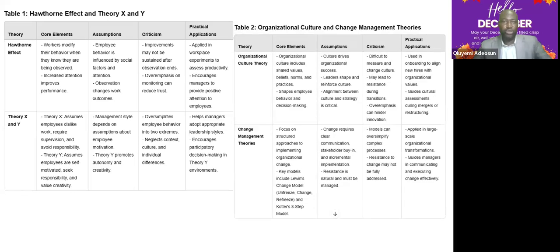Okay, moving on, the third theory. We've spoken about the Hawthorne effect, we've spoken about theory X and Y. Don't forget that currently we are discussing organizational theories, okay? And the third theory we are looking at is organizational culture theory. Some of the core elements include the fact that organizational culture includes shared values, beliefs, norms, and practices. So it can be written and unwritten, a combination of written and unwritten. It shapes employee behavior, and it also shapes what? Decision making. All right. Assumptions include that culture drives organizational success, and leadership shapes and reinforces culture.